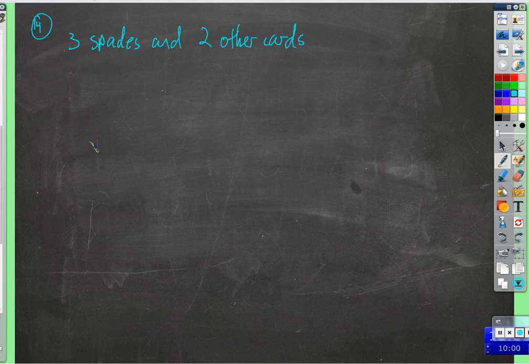Okay, 3 spades and 2 other cards. We're choosing a hand of 5 cards, and we're trying to figure out how many hands of this kind are possible. So here we get 3 spades, and here we get 2 not spades.